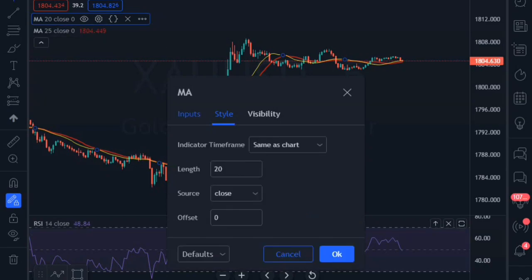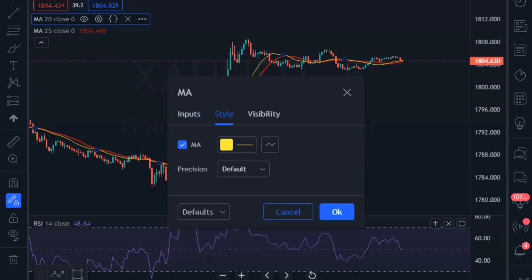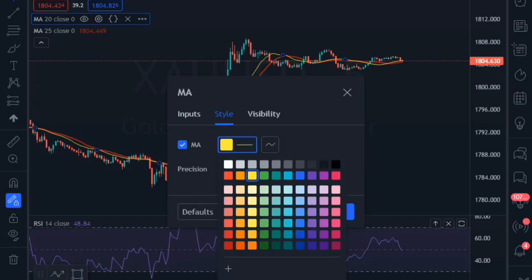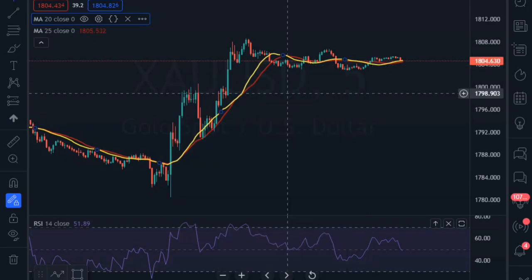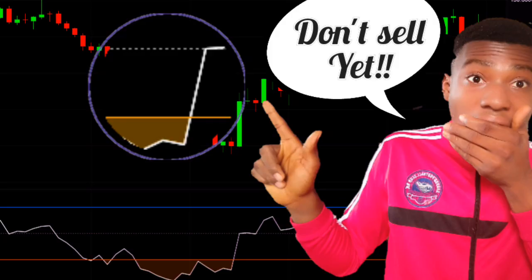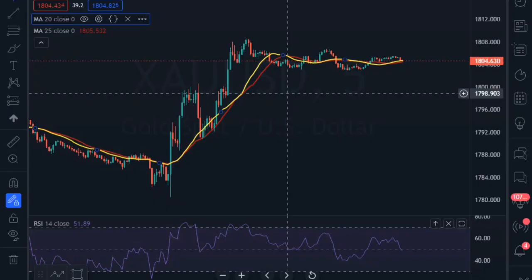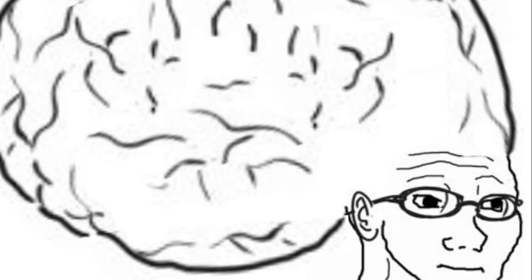Let's go to the settings input. The length for this one is 20. Then let's go over to the style. Whatever color you like, you can use that color. Let's thin it a little bit so that we can see what's on the chart. I've already made a video on the moving average and RSI, so if you want more in-depth explanation, look at this video right here. It will help you understand this strategy more.